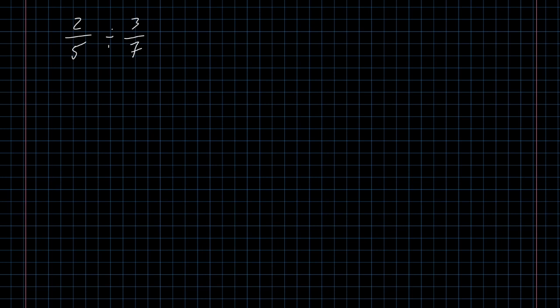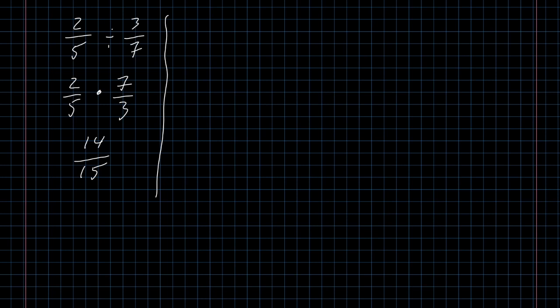When you have division, you leave the number on the left alone. You change division into multiplication, and then you take the reciprocal of the number on the right. Taking the reciprocal means flip the numerator and the denominator. So 3/7 becomes 7/3. 2/5 times 7/3. Multiply across the top. 2 times 7 is 14. Multiply across the bottom. 5 times 3 is 15.